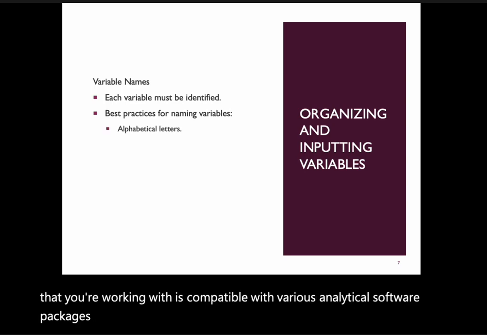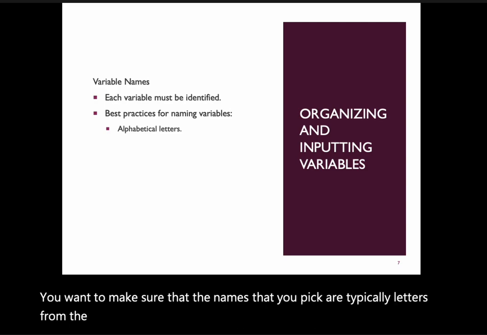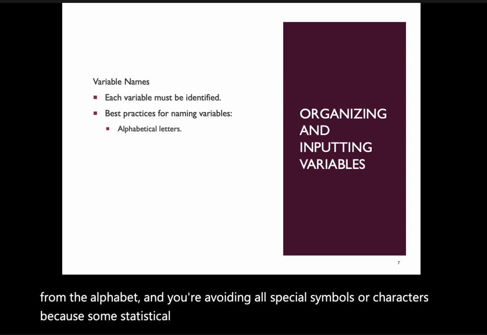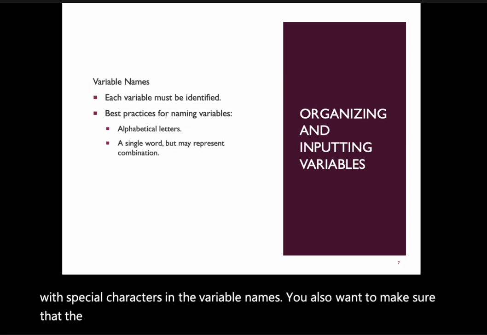So in general, you want to make sure that the names you pick are typically letters from the alphabet, and you're avoiding all special symbols or characters, because some statistical analysis software programs can't work with special characters in the variable names. You also want to make sure that the variable name is a single word or maybe even a simple combination of words.